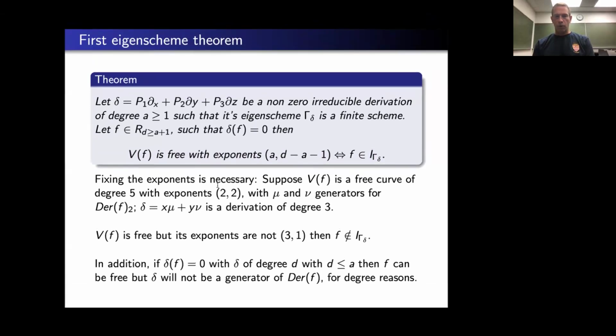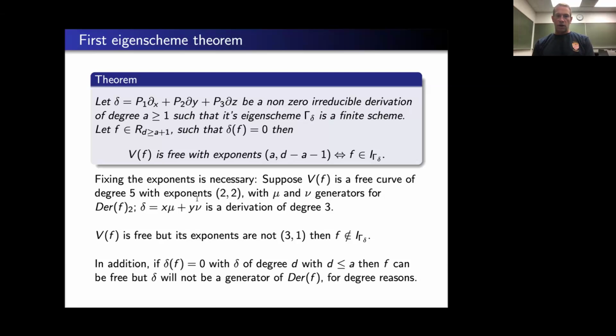The one thing that is important, and I'm going to kind of gloss over this, is that these exponents being fixed is important. If you have a free curve of degree 5 with two exponents, remember that exponents sum to the degree of the curve minus 1.